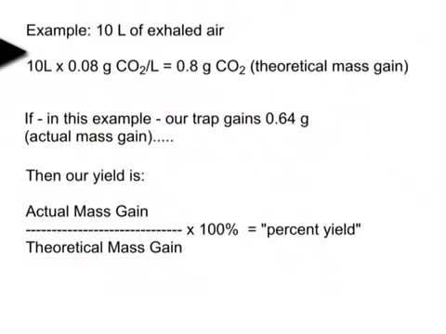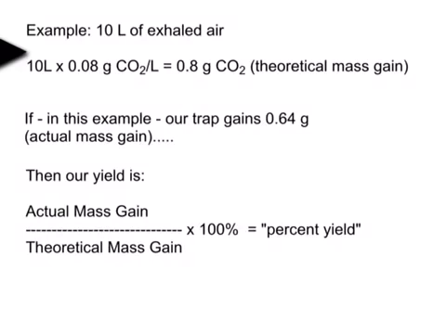Let me walk you through the calculation. If we send 10 liters of exhaled air through the trap, and the air has a concentration of 0.08 grams of carbon dioxide per liter, then these 10 liters times 0.08 grams of carbon dioxide should give us 0.8 grams of carbon dioxide as theoretical mass gain. So when we do the experiment and our trap actually only gains 0.64 grams, then this actual mass gain is less than the theoretical mass gain.